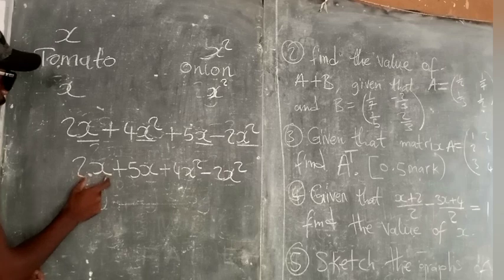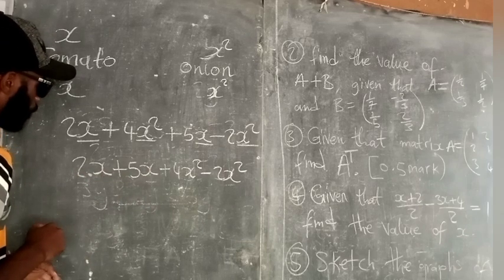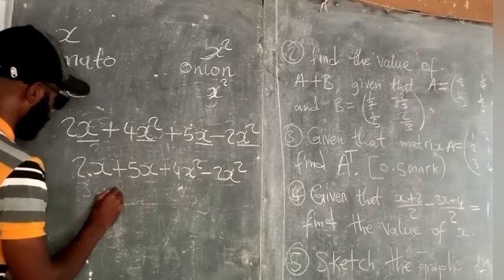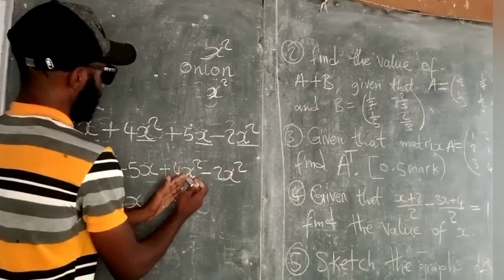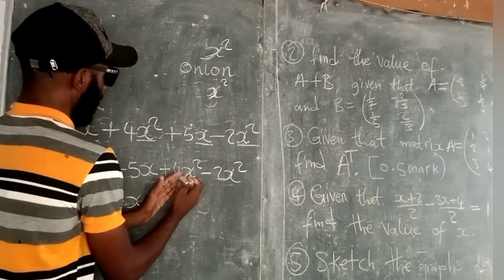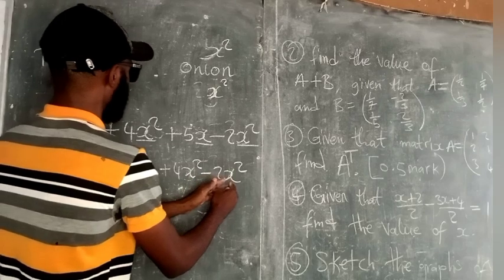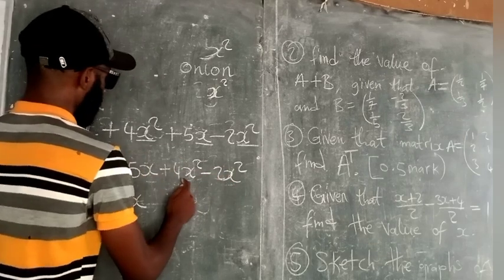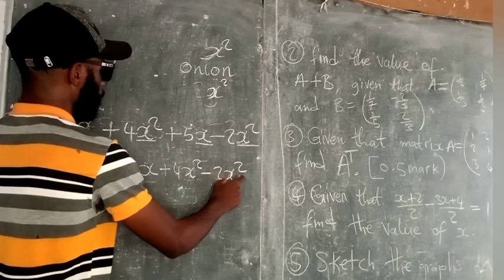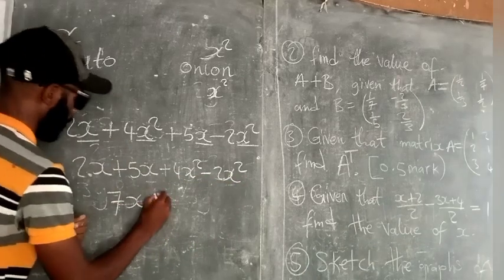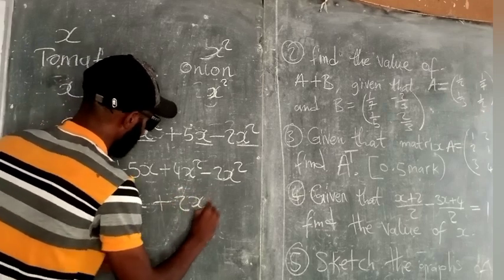Now, what we have here is 2 tomatoes plus 5 tomatoes. We get a total of 7 tomatoes. So we write 7 tomatoes. Then this side, we have 4 onions. When we have 4 onions, we should remove 2 onions. Okay? So 4x squared minus 2x squared. We have 4 onions, we should remove 2 onions. We are going to remain with the 2 onions.